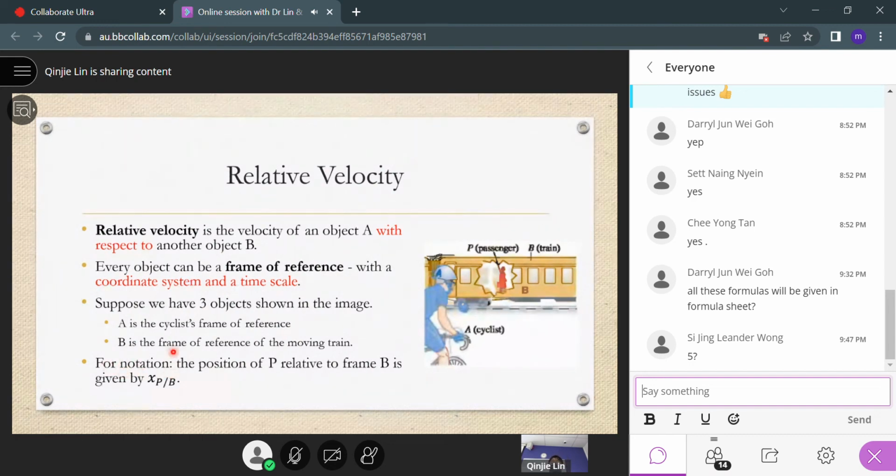For notation, this is how we notate relative velocity, or relative displacement, or relative acceleration, all the same thing. The position of P relative to B will be written like this. X is the position, then below you write P slash B. It's P relative to B.